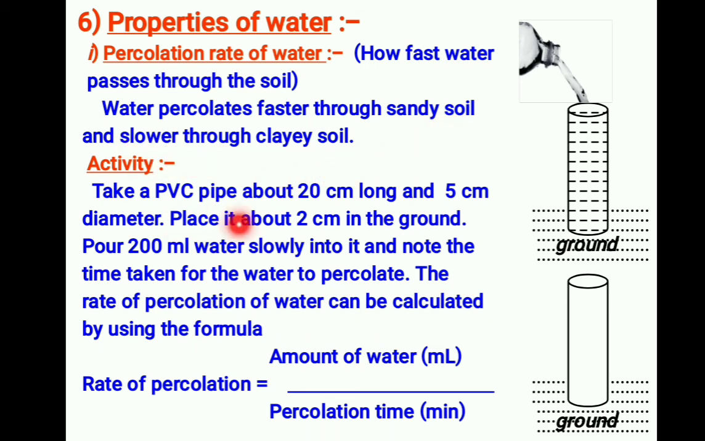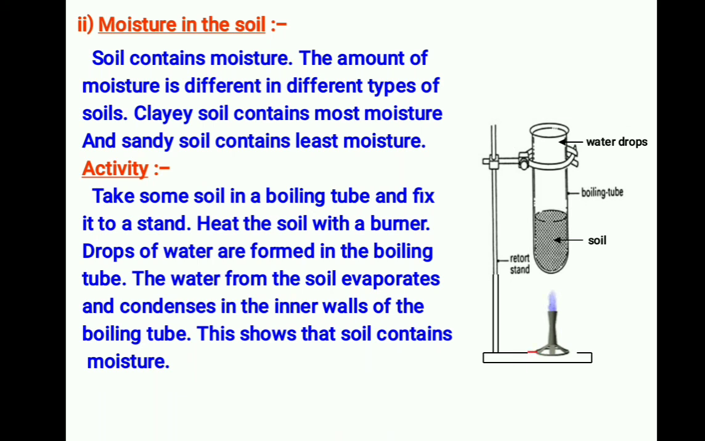For this, see, this is the PVC pipe, 20 centimeter long and 5 centimeter in diameter. We have to put it inside the ground, 2 centimeter deep. Then we have to put the water. Later we calculate with this formula: the rate of percolation is equal to the amount of water used divided by percolation time. The next is to find out the moisture of the soil.